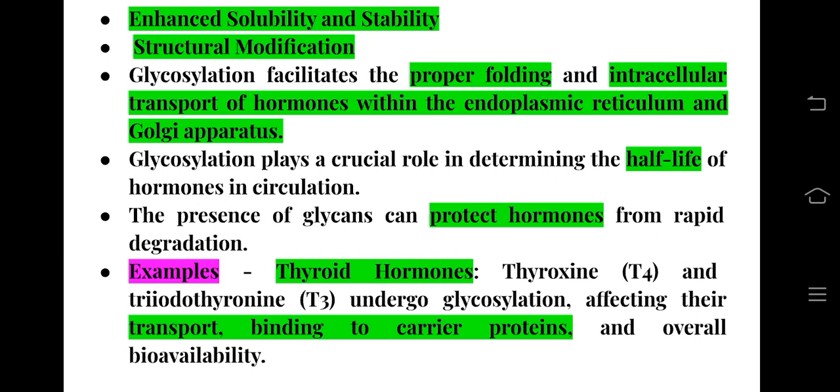So glycosylation plays a crucial role in determining the half-life of hormones in circulation. The presence of glycans can protect hormones from rapid degradation. Some important examples: thyroid hormones, thyroxine T4 and triiodothyronine T3, undergo glycosylation, affecting their transport, binding to carrier proteins, and overall bioavailability. That can be stated as an example.